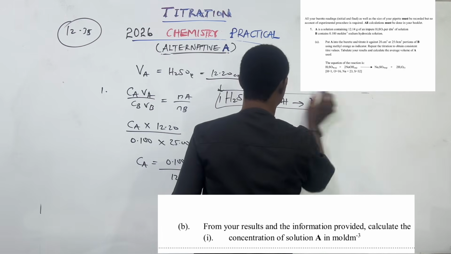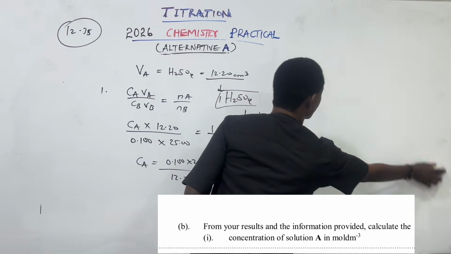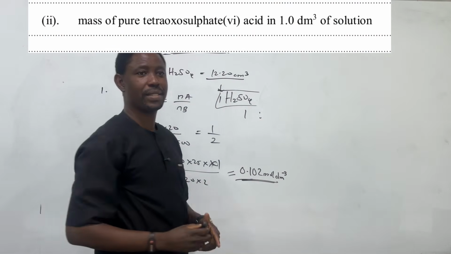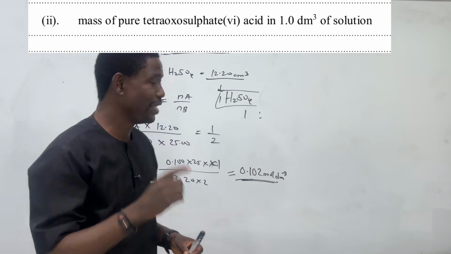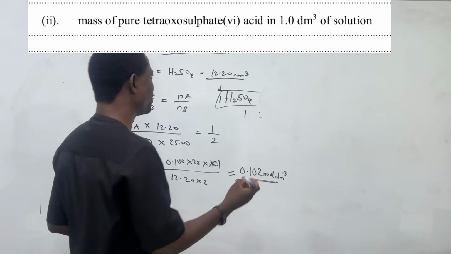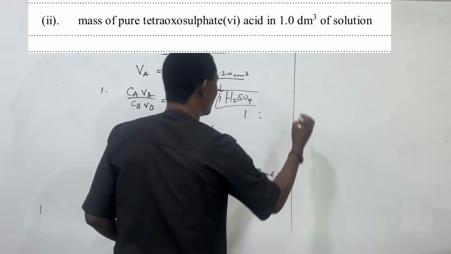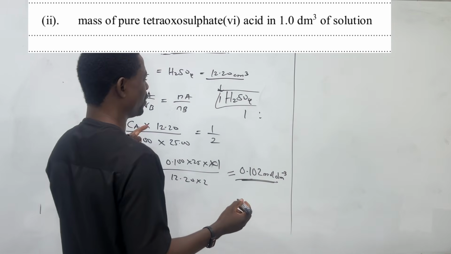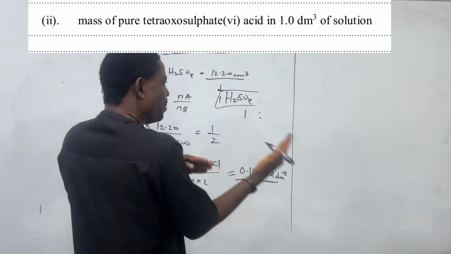Now, what's the next question? The next question says calculate the mass of pure H2SO4 in 1 dm³. Look at that. Mass of pure H2SO4 in 1 dm³, mass in gram per 1 dm³.